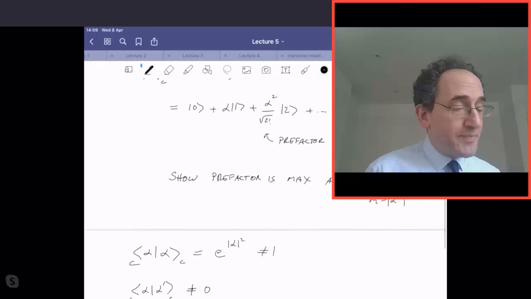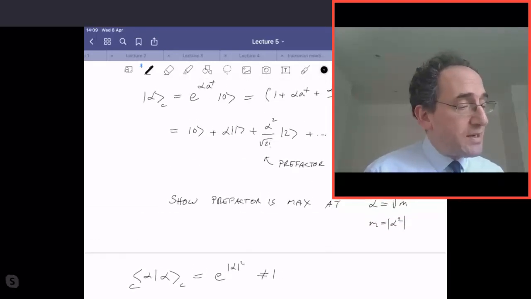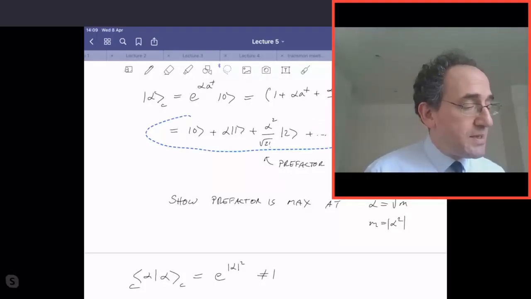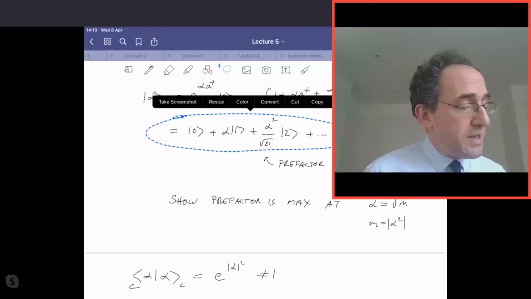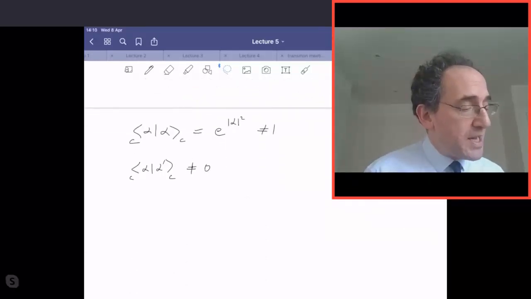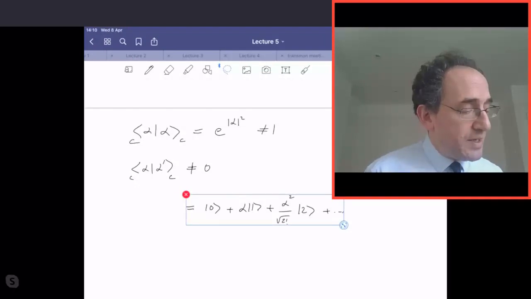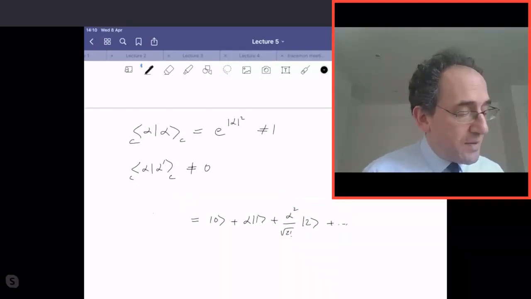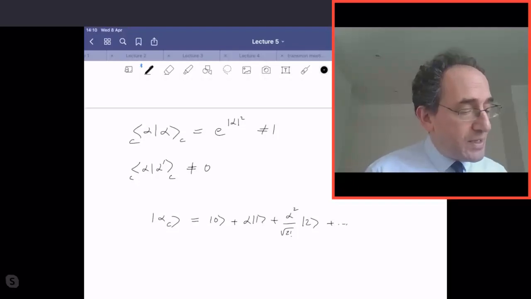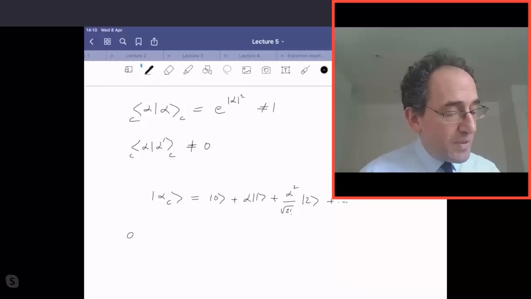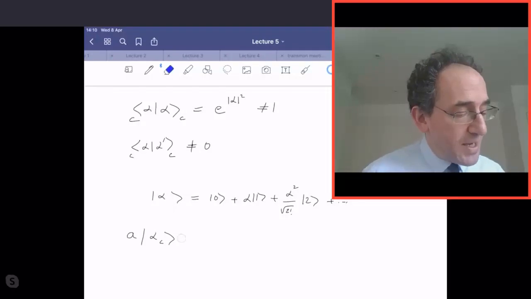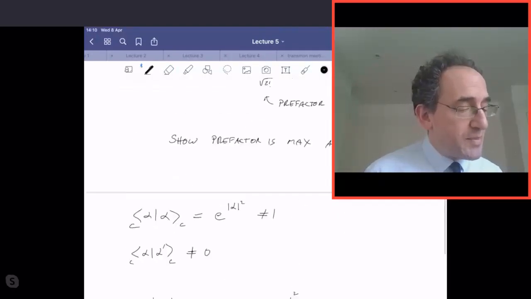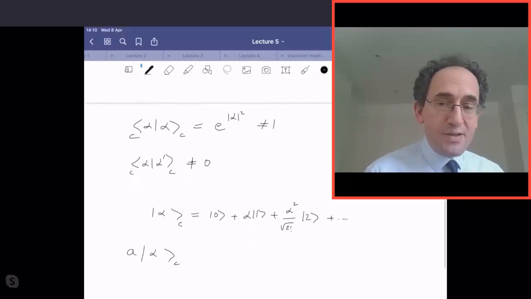So let's take this expression here and copy it downstairs. I apologize for doing this. I realize that when I scroll things up and down, it's inconvenient, but let's rewrite alpha coherent. Looks like this. Did I mess that up here? No, I got it right there. Okay, sorry for the scrolling up and down.